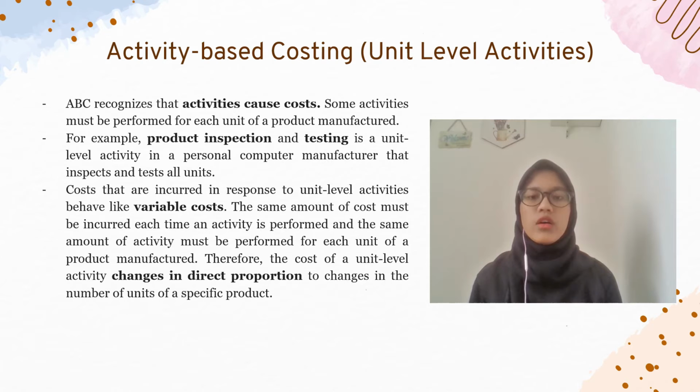The same amount of cost must be incurred each time an activity is performed, and the same amount of activity must be performed for each unit of a product manufactured. Therefore, the cost of the unit-level activity changes in direct proportion to change in the number of units of a specific product. So based on these unit-level activities, the cost will change if the number of units of the product changes.